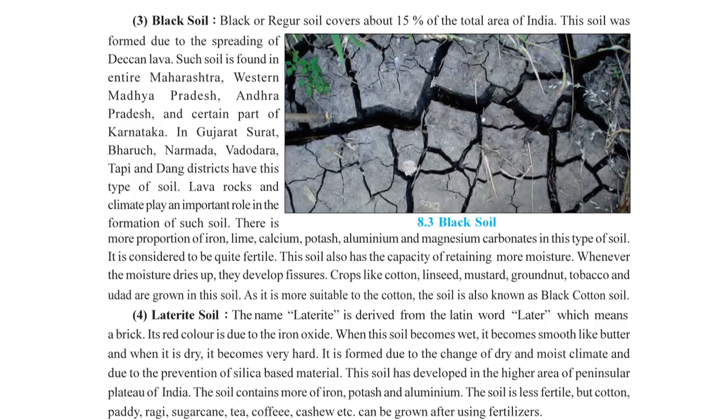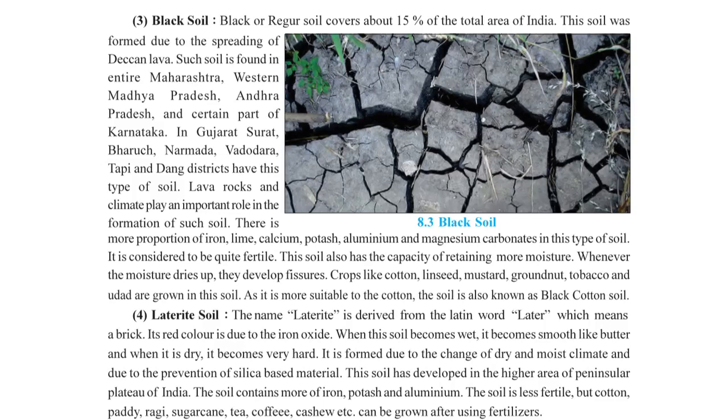I hope you are aware of lava. This lava has spread in certain regions, and those regions generally have black soil. Such soil is found in entire Maharashtra, western Madhya Pradesh, Andhra Pradesh and certain parts of Karnataka. In Gujarat, regions like Surat, Bharuch, Narmada, Vadodara, Tapi and Dang district have this type of soil. Lava rocks and climate play an important role in the formation of such soil.